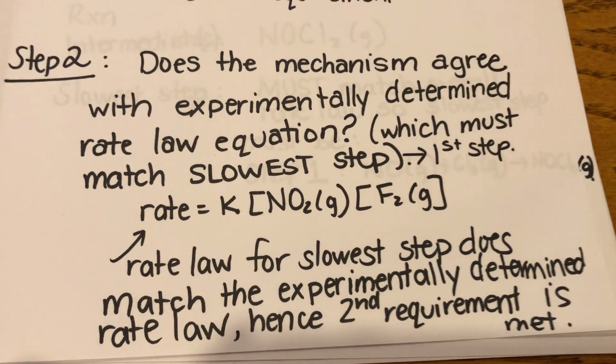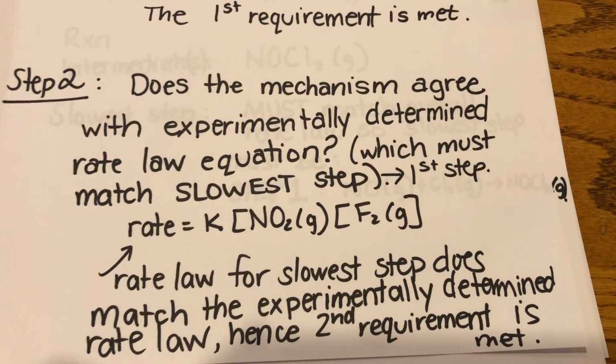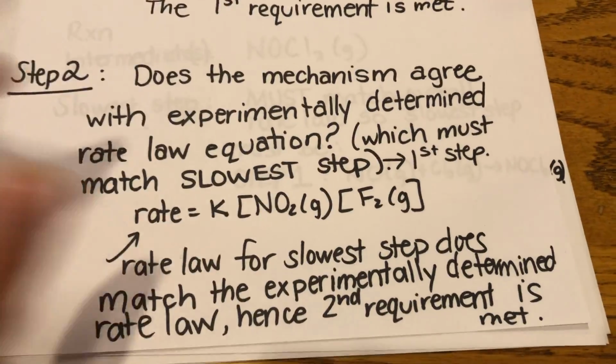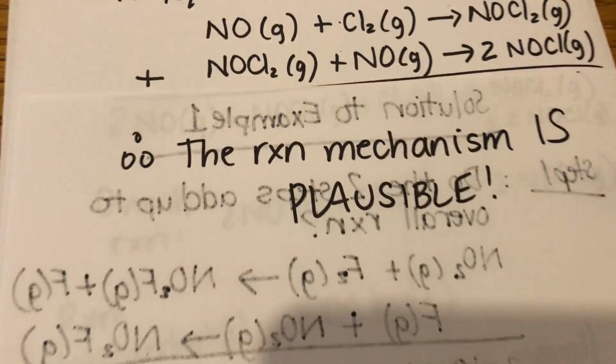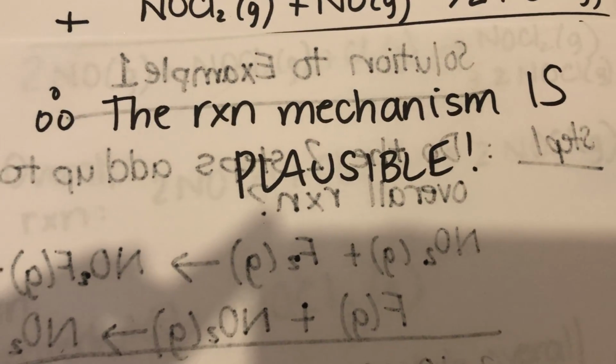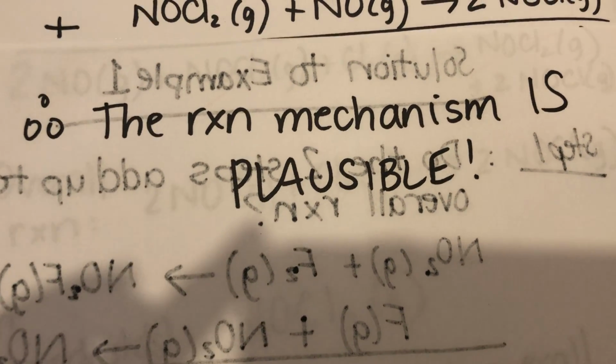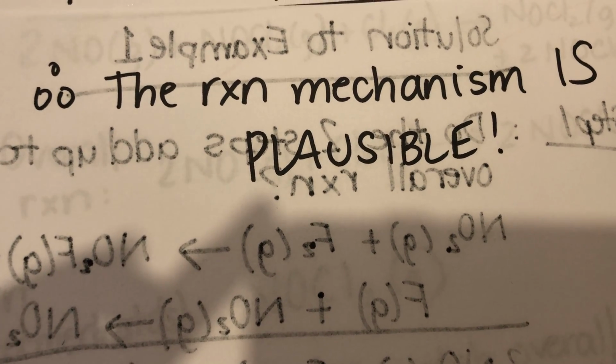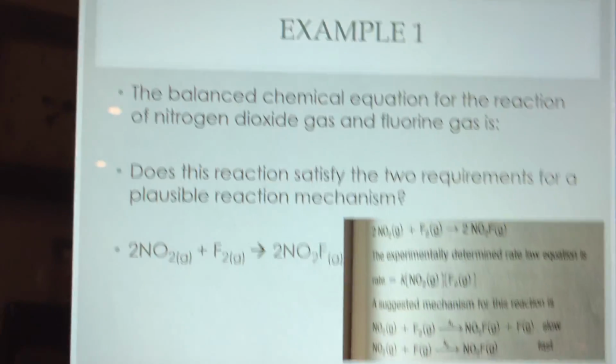Okay, and I encourage you to pause at this point if you want to write this down and process it a bit. But the last thing we're going to write down is, therefore, the reaction mechanism is plausible. Another word for plausible is possible. Okay?